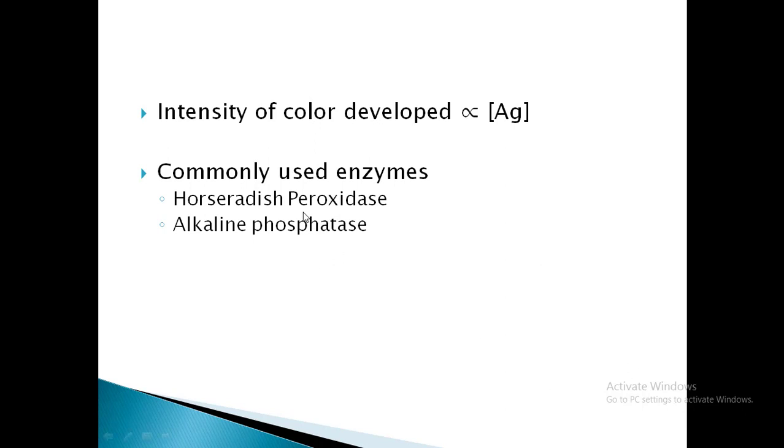Now what does this peroxidase do? It will convert hydrogen peroxide and liberate nascent oxygen. Now this oxygen will oxidize the colorless dye into a colorful product. That is your substrate getting converted to product, and hence you will see the color which is measured quantitatively by a detector.